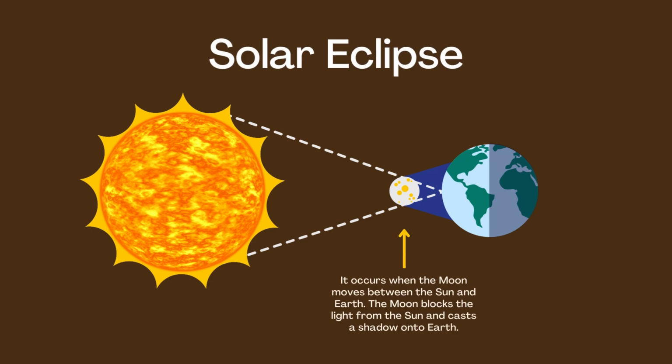What is a solar eclipse? A solar eclipse happens when the moon moves between the earth and the sun, blocking some or all of the sun's light. This creates a shadow on earth, temporarily darkening the sky during the day.